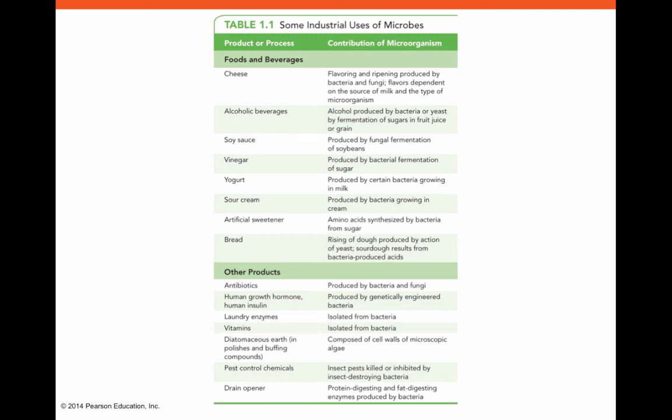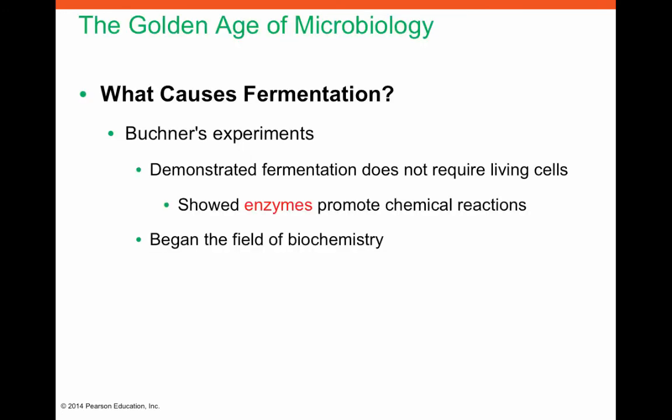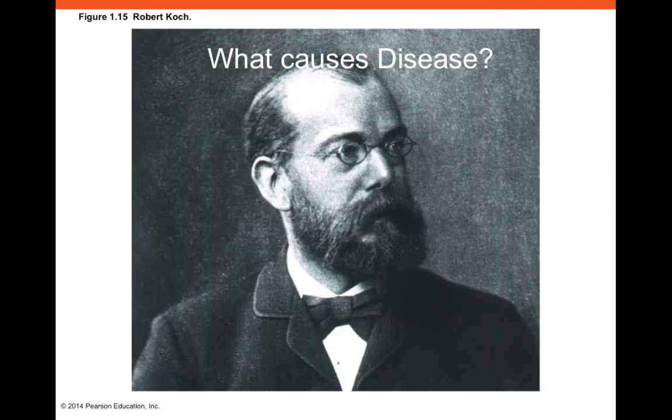Here are just some industrial uses of microbes. Very interesting. I might ask you some of these things. I might say, what are 2 or 3 things that microbes help produce? Fermentation was demonstrated by a man named Buchner, who showed that you didn't need a living cell to ferment something. He discovered that enzymes could perform the chemical reactions that resulted in fermentation. And you're going to learn all about that when we study the biochemistry in one of our chapters of microbes.